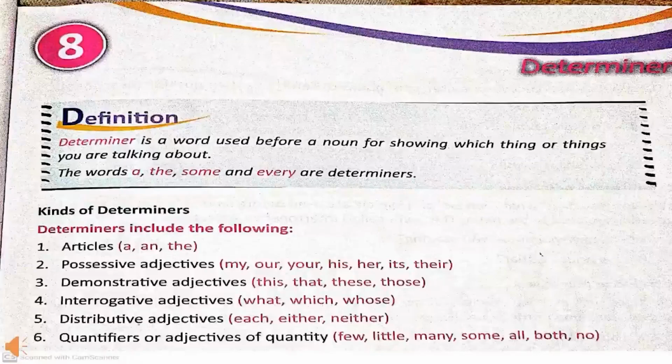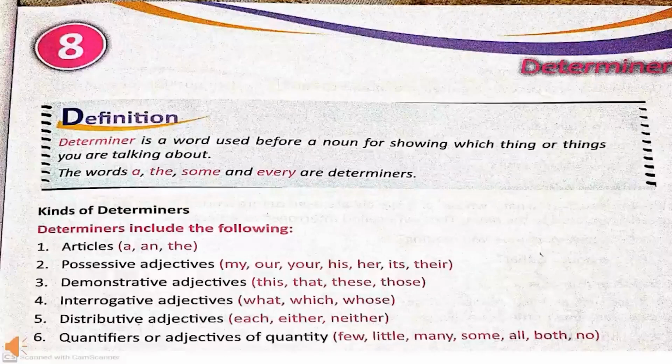A determiner is used before a noun and it tells us about which thing or things we are talking. For example, a, an, the, some, what, which, etc. All these are determiners. There are 6 different kinds of determiners.